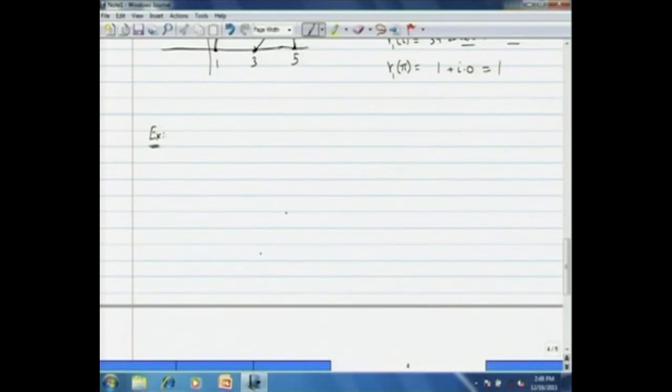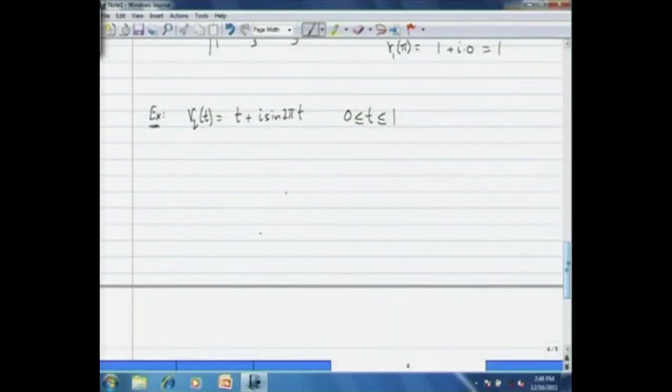So, let us look at another example. Gamma 2 of t equals t plus I sin 2 pi t, where t ranges, let us say, between 0 and 1. Well, gamma 2 of 0 is 0 plus I sin 0, so you get 0. So this starts at 0 and gamma 2 traces the sine curve in the complex plane, where the real axis is acting as the x axis for the graph of the sine curve.